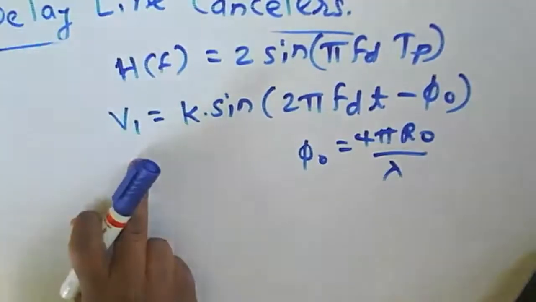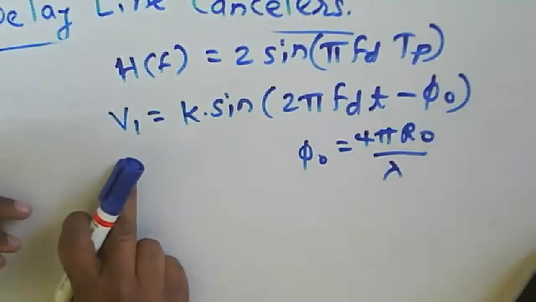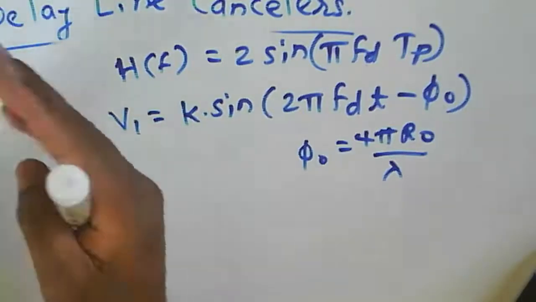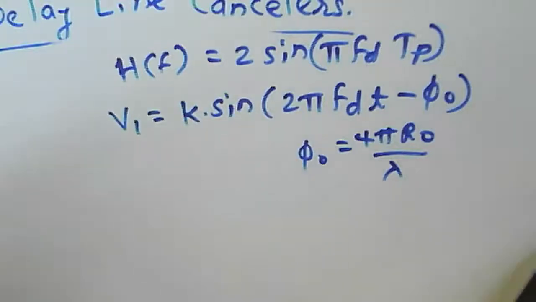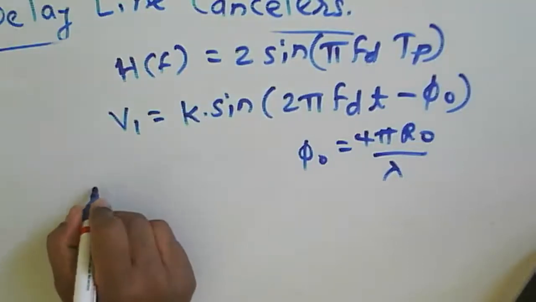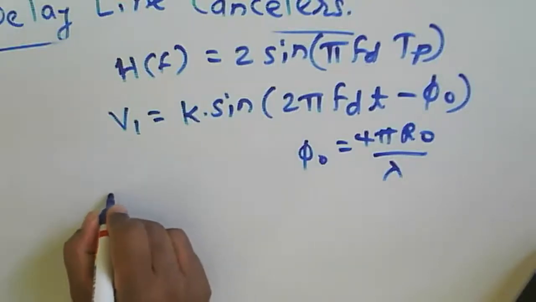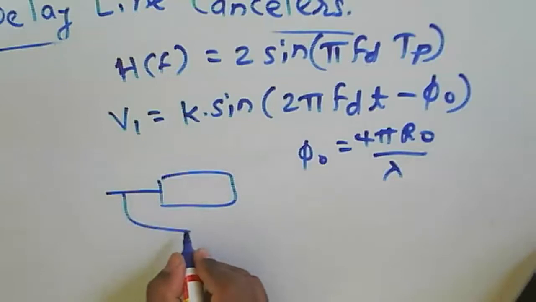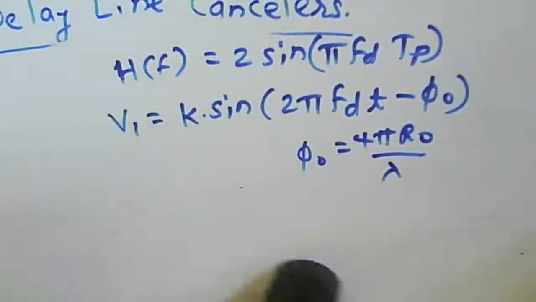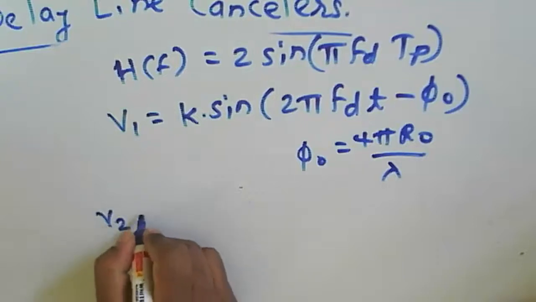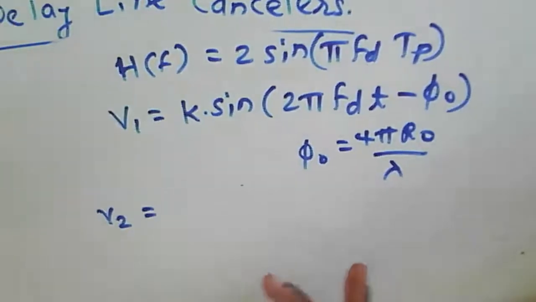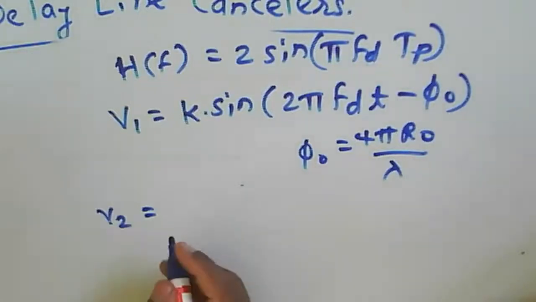That is the response signal we are getting from the target, and then the signal from the previous radar transmission, which is delayed. Because this is a delay line canceller, we provide one input directly, and another input comes from the delay line. So the signal from the previous radar transmission is delayed by time T p. That's why we have two signals, one delayed signal and another direct signal, V1 and V2.